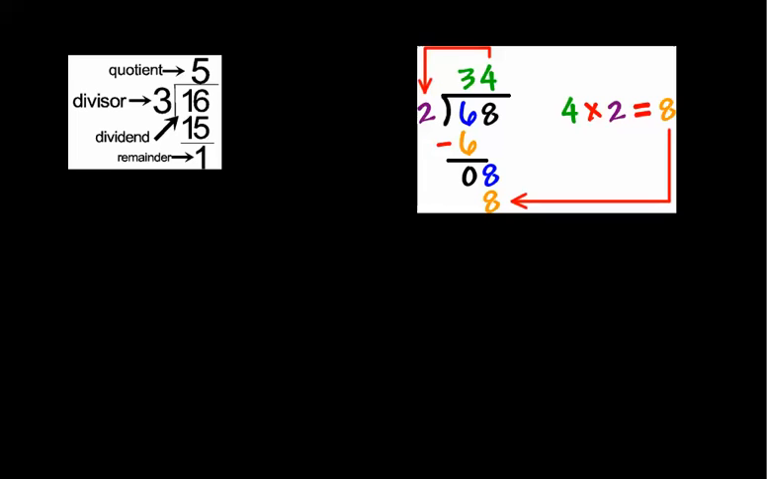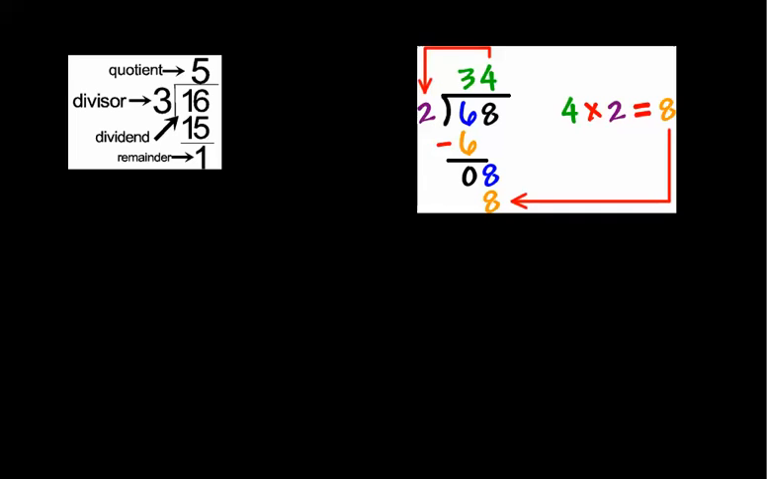So you can see off to the left that each one of those numbers has a word that describes it. The 5 is what we call the quotient. That's the answer to the division problem. The 3 is what we call the divisor, and the divisor is the number that we are dividing into what we call the dividend. The dividend is the big number, or the number inside the box, that's being divided.